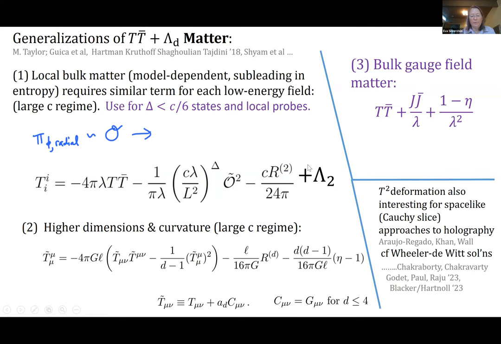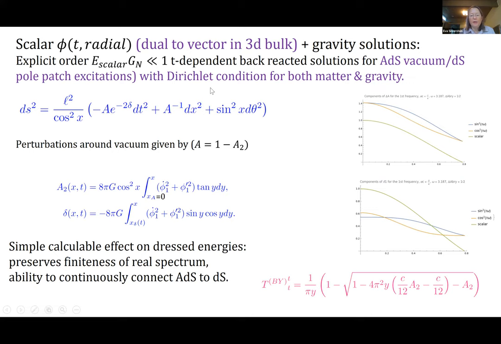There's a similar story. In fact, that's what this Hartman et al. paper was about for higher dimensions. There's a particular case that we can most easily control in which the operator involved here is some current related to gauge fields in the bulk. And kind of related to what Subrat was asking in another sense, people are thinking about T-squared deformations also for the space-like approach to de Sitter holography. And there's also interesting news about Wheeler-DeWitt solutions related to that sort of organization of the problem. So yeah, there's a lot going on with all of this. Let me just explain a little bit about how we incorporate matter into our duality.